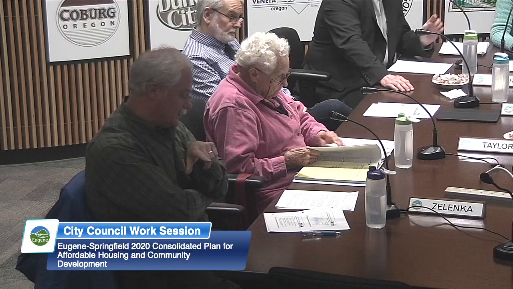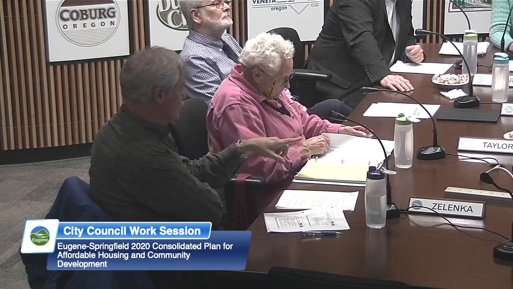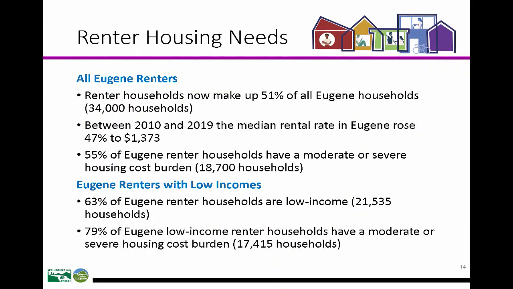We know that 51% of Eugene households, which is 34,000 folks, are renters, but the median rent is almost $1,400, and it's gone up almost 50% in the last 10 years. And 55% of Eugene renters have moderate or severe housing burden. That is a staggering number. 63% are low income. That's 21,000 people in that first column of income, which presents a huge problem, including the housing burden for those folks.